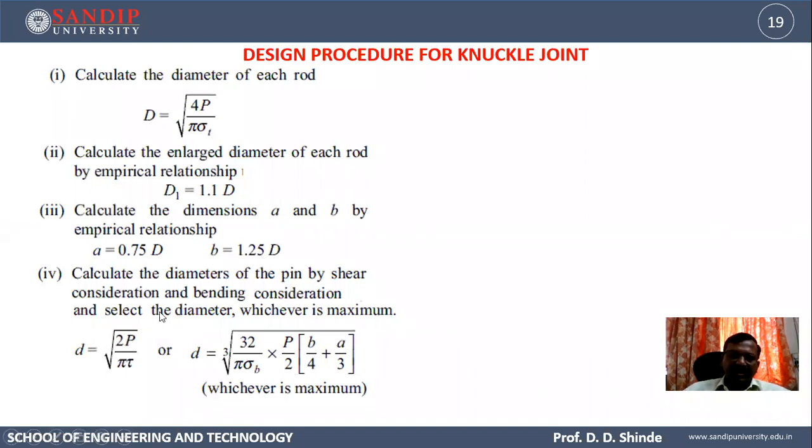Then calculate the diameter of pin by considering shear or bending. So this is the diameter of pin by considering shear stress. This is the diameter of pin by considering the bending failure. So whichever is maximum that you need to take, or you can take small d equal to capital D and put it in this equation and check the value of shear stress and bending stress. It should be less than the permissible values, then it will be safe.